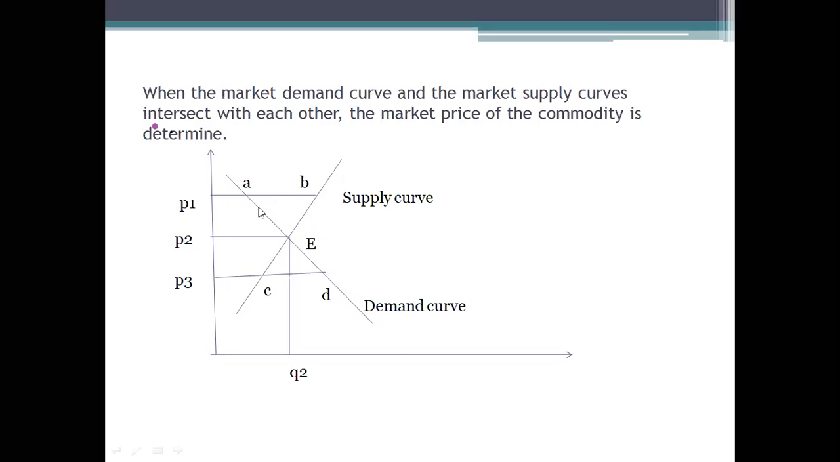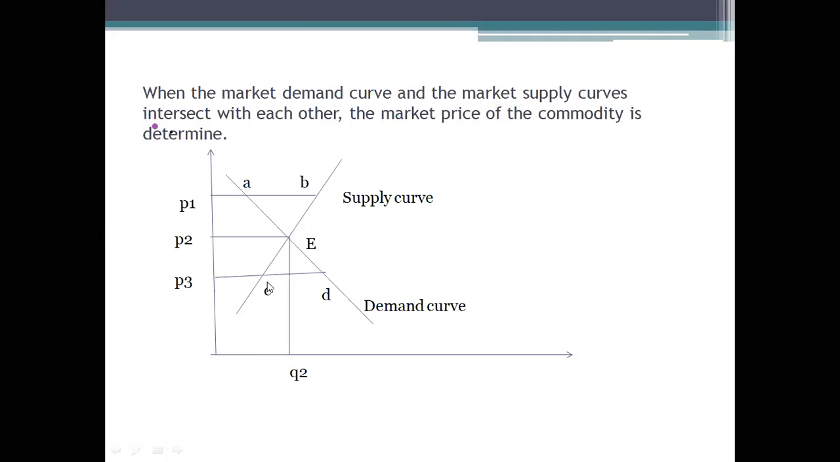So we know that the demand curve is a downward sloping curve. The supply curve is an upward sloping curve. First of all, we draw the market demand curve. That means this curve indicates the demand of all the individuals who belong to the market. So this is the market supply curve.